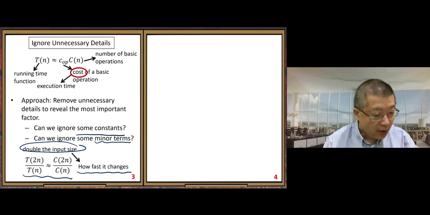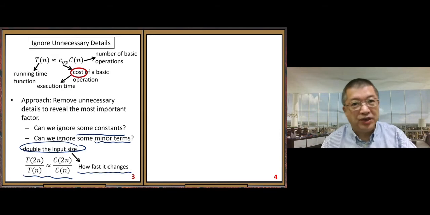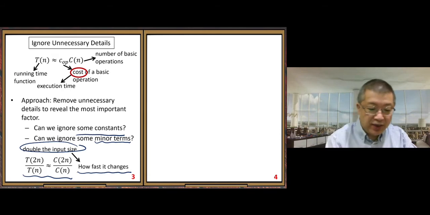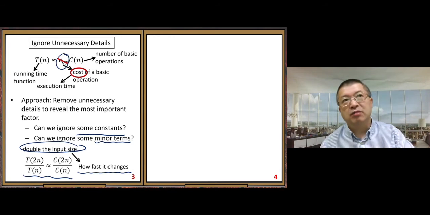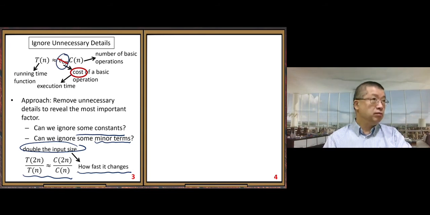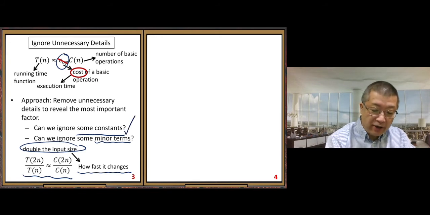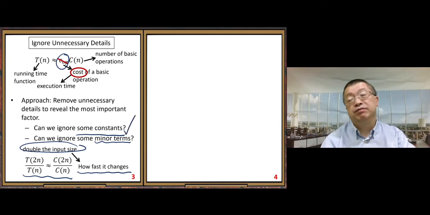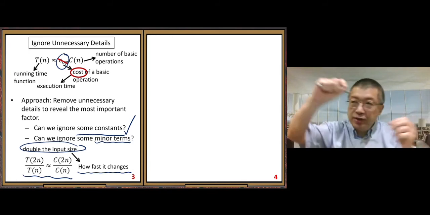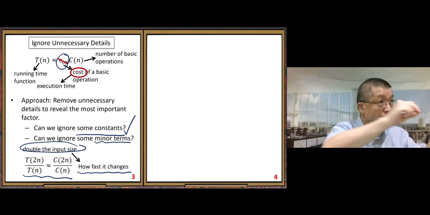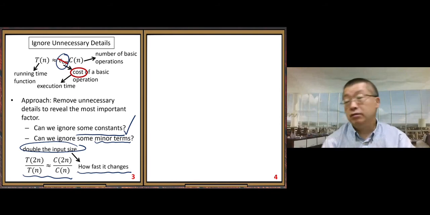When we look at that ratio, you can see that the constant is not important in this ratio, right? So that kind of constant can be ignored. Without knowing that constant, we can still see how fast that function grows.